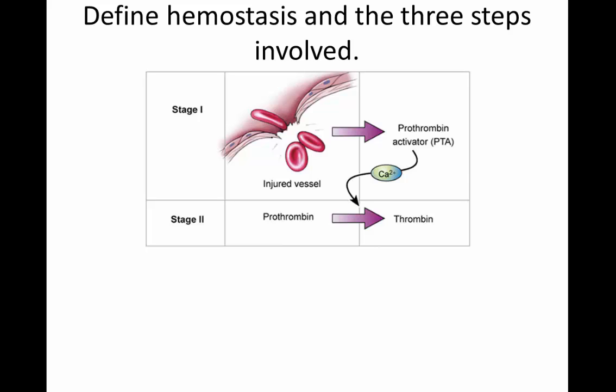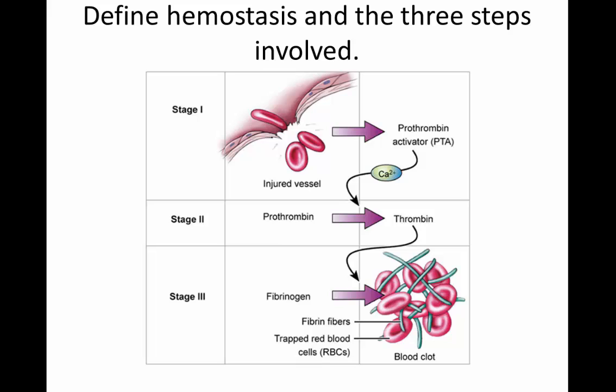After prothrombin is converted into the active form thrombin, the thrombin reacts with fibrinogen, which again is, under normal conditions, moving around in your blood but is inactive. And the thrombin converts the fibrinogen into the active fibrin fibers that then trap red blood cells and ultimately form the blood clot in the area of the damage.